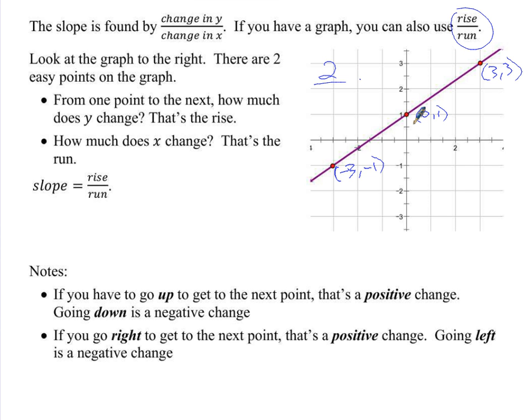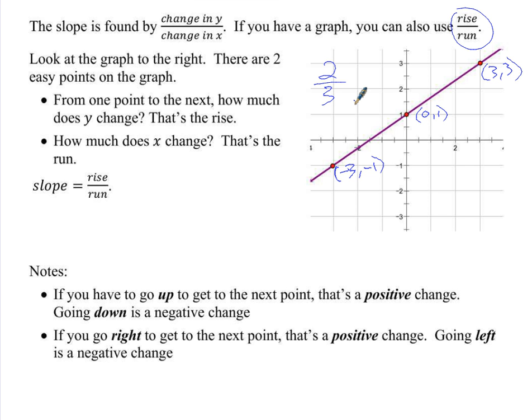Now I'm going to run. So I went up to here. How far do I have to run to land on my point now? 3. 1, 2, 3. So that's my run. It's 3. I write down 3. And then my answer, my slope is what? It's 2/3. That's it.